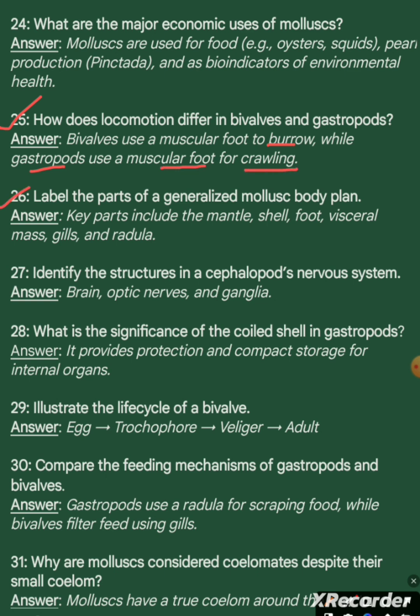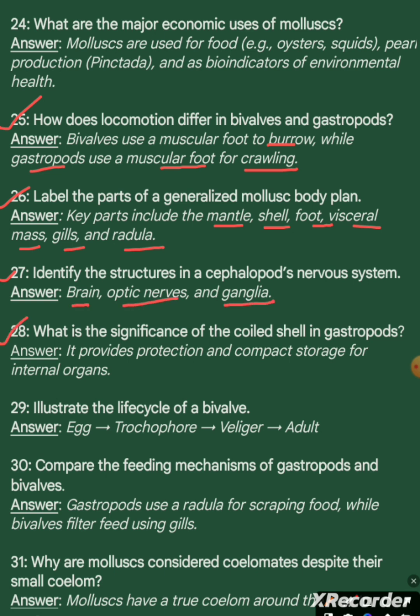Question 26. Label the parts of a generalized mollusk body plan. Answer. Key parts include the mantle, shell, foot, visceral mass, gills, and radula. Question 27. Identify the structures in a cephalopod's nervous system. Answer. Brain, optic nerves, and ganglia.